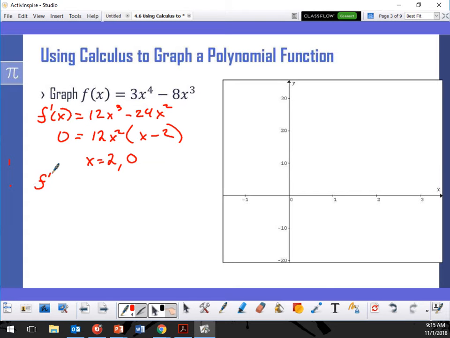So f double prime of x is, what is it? Plus, minus. Very good. All right, I need to hear from people I don't normally hear from. What goes next?